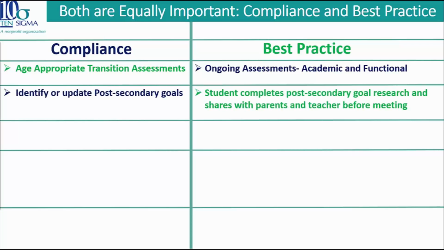For students to have a successful transition to adult life, they need to be able to identify or update their post-secondary goals, which is really the outcome of their transition program. Best practices would be for the student to complete post-secondary goal research and share it with the parent and teacher before their first transition IEP meeting. Or if it's an updated post-secondary goal, they still need to review the post-secondary goals they had for the previous year and make sure they are still on target, and that's something they want to do once they graduate or leave the program.